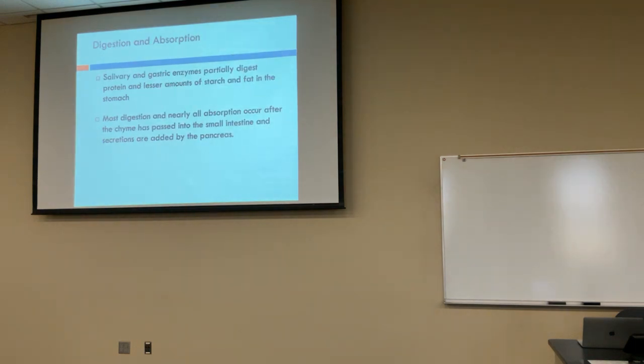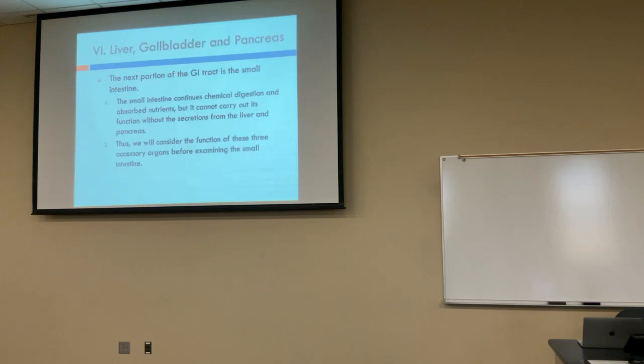All right, so salivary and gastric enzymes partially digest protein and lesser amounts of starch and fat in the stomach, but almost all chemical digestion and nearly all absorption of nutrients occurs in the small intestine. So the function of the small intestine is primarily digestion and absorption. That's the next part of the gastrointestinal tract.